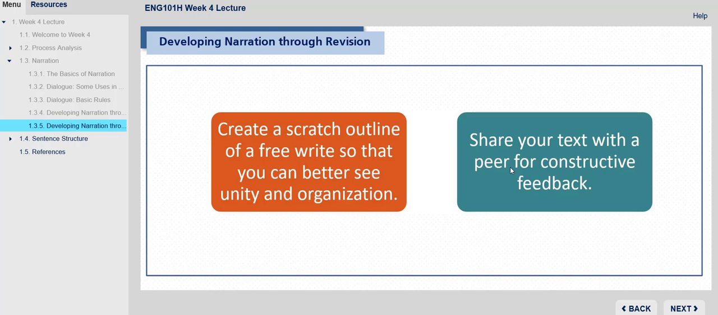Because sometimes when we revise our own papers, we're too close to it. Everybody has an ego. Everybody thinks their paper is great. There are no mistakes until someone else looks at it, because it's not their ego involved. So share your text with a peer for constructive feedback.